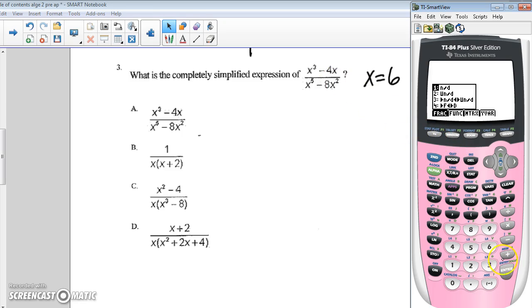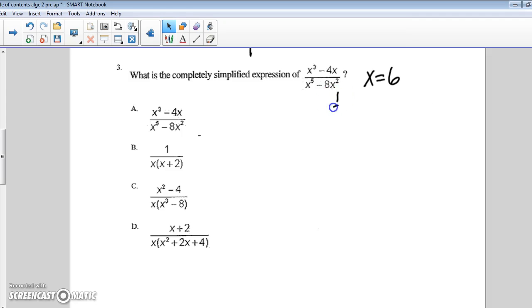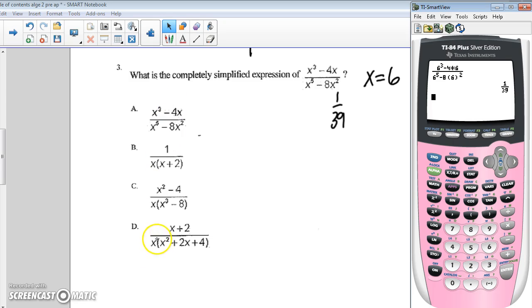So alpha y equals, fraction, 6 to the 3rd minus 4 times 6, and then on the bottom I'm going to type in 6 to the 5th minus 8 times 6 squared. Let me put that in parentheses. And I get 1 over 39. So I'm going to write that down, 1 over 39. And then I'm going to do the same thing with each answer.